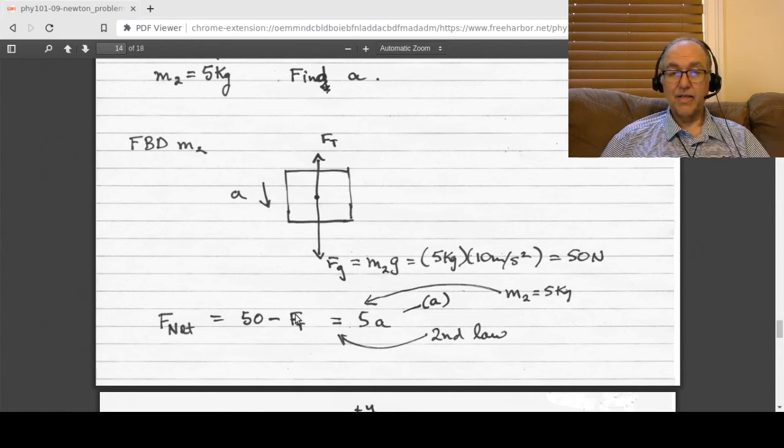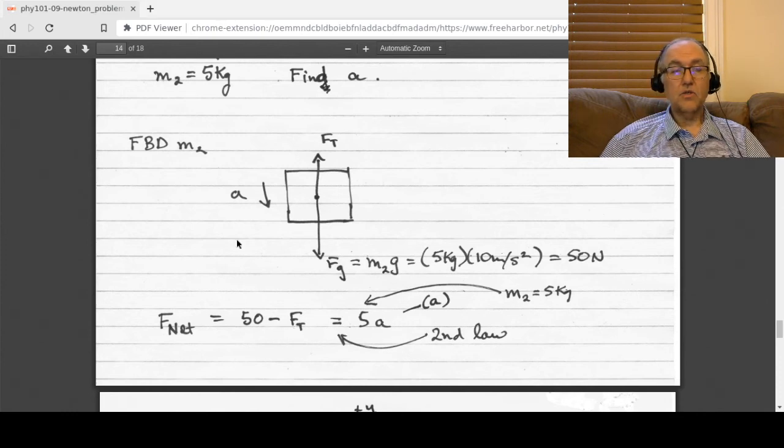So we're going to do 50 minus Ft must equal M2, the mass, times the acceleration. So 50 minus Ft, there's your F net, and it is equal to 5a. 5 is your M2, and the reason it's equal is because of the second law. So there's our equation A.